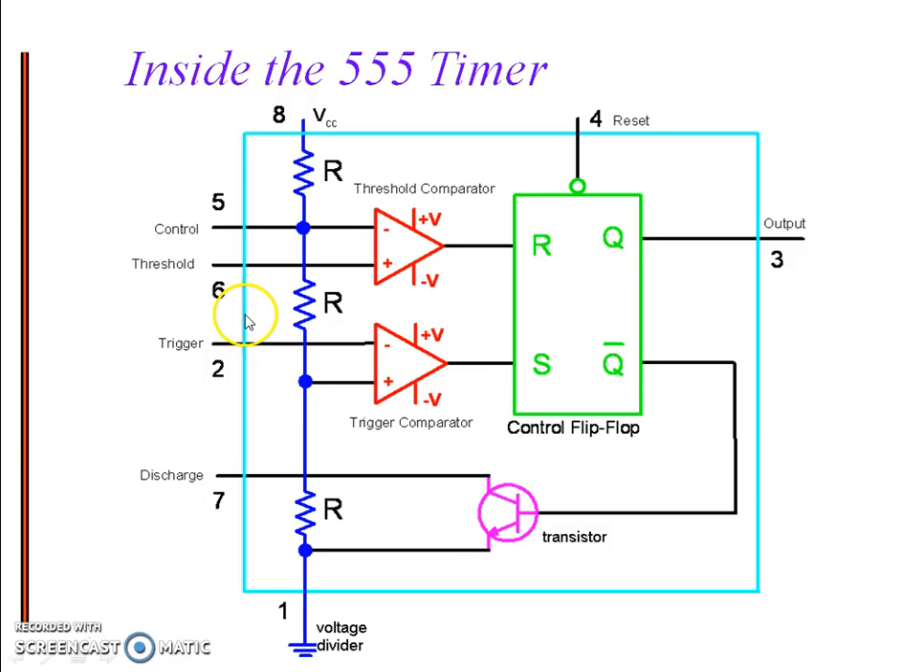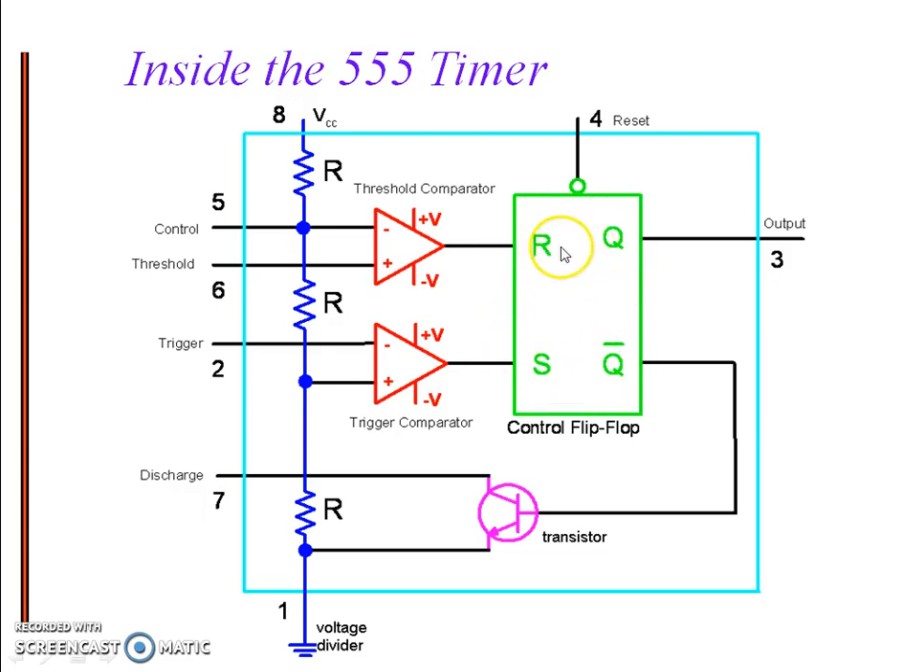Next, the internal diagram of a 555 timer. The name 555 is due to the three resistors having values of 5k, 5k and 5k. Here you can see the three resistors, each 5 kilo ohms. Here we have two operational amplifiers, the bottom one as the lower comparator and the top one as the upper comparator, and we have a flip-flop called the control flip-flop.